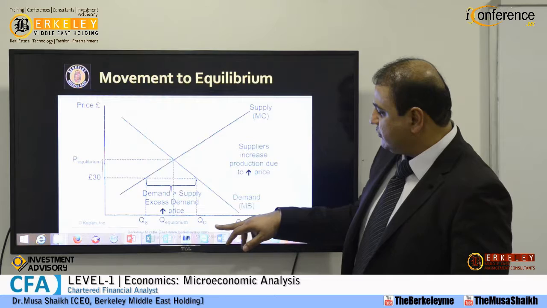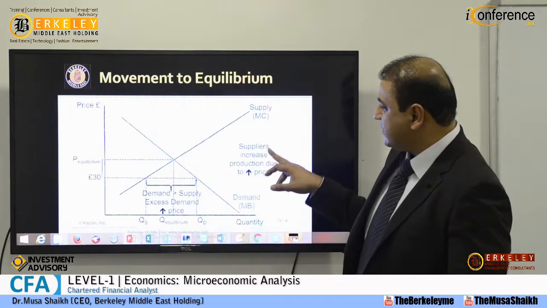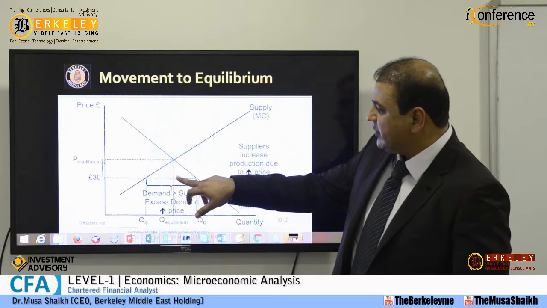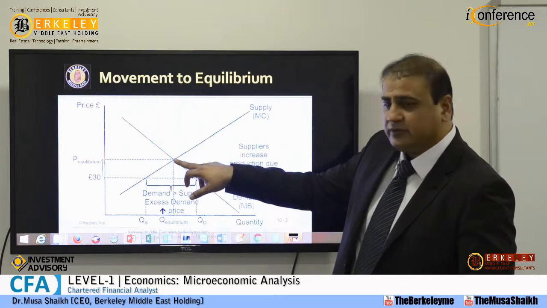This is also a move that there are two things. He's saying suppliers increase production due to the prices. So the equilibrium previously was here, now move it to here, right?